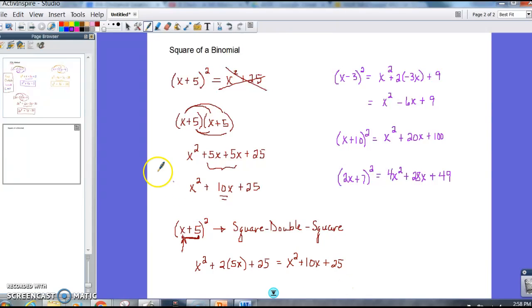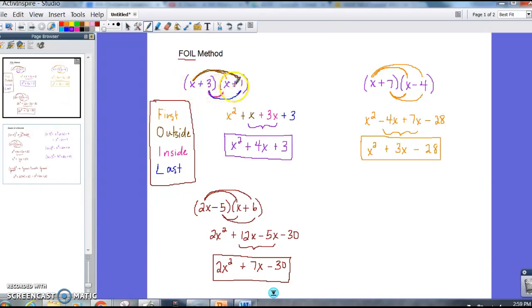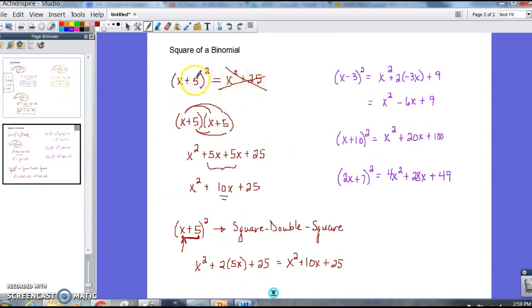So those are two different types of multiplying binomials together. One is with the FOIL method when your binomials are different, and the other one is when you're squaring a binomial, you can use the square double square method.